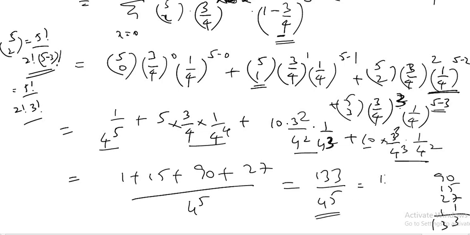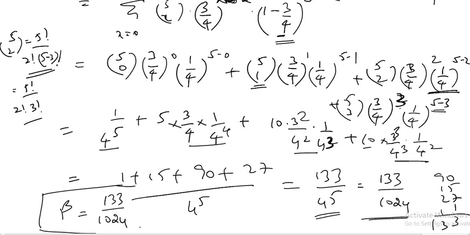What is 4 to the power of 5? 4 into 4 into 4 into 4, 5 times, equals 1024. So the probability of type 2 error, beta, equals 133 by 1024. This is beta.